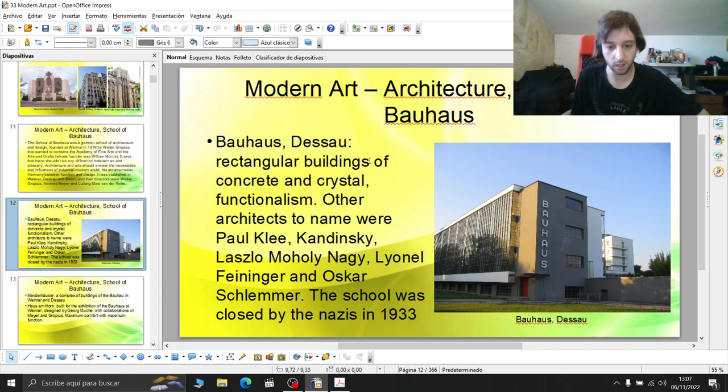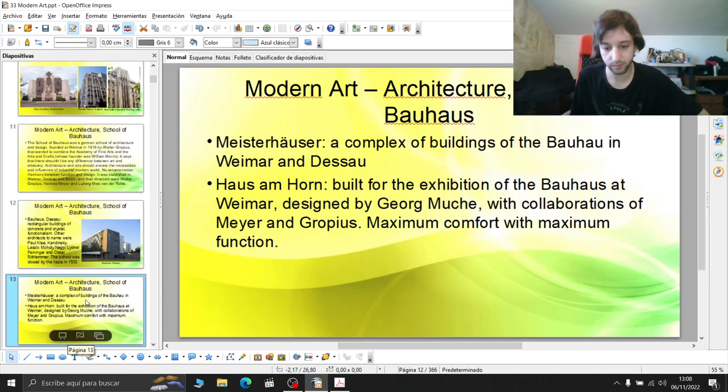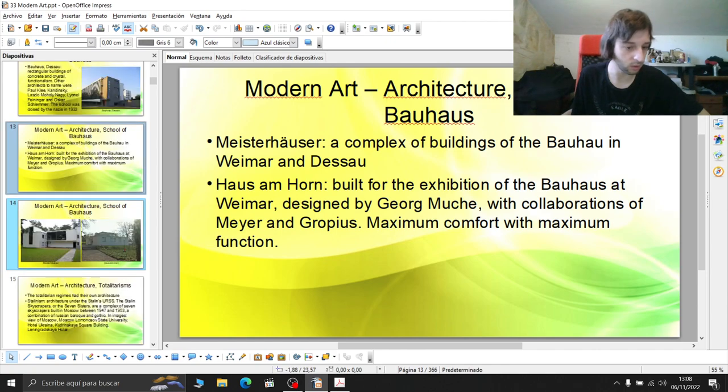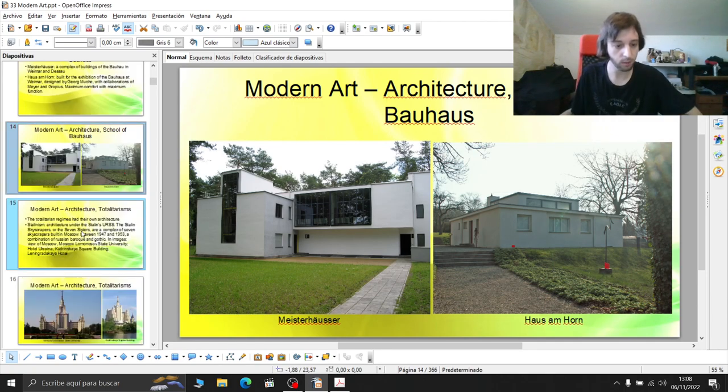Bauhaus in Dessau, rectangular buildings of concrete and crystal, functionalism. Other names to mention were Paul Klee, Kandinsky, Laszlo Moholy-Nagy, Lyonel Feininger, and Oskar Schlemmer. The school was closed by the Nazis. Meisterhäuser, a complex of buildings of the Bauhaus in Weimar and Dessau. Haus am Horn, built for the exhibition of the Bauhaus at Weimar, designed by Georg Muche, with collaboration of Meyer and Gropius. Maximum comfort with maximum function. Here you see the examples.